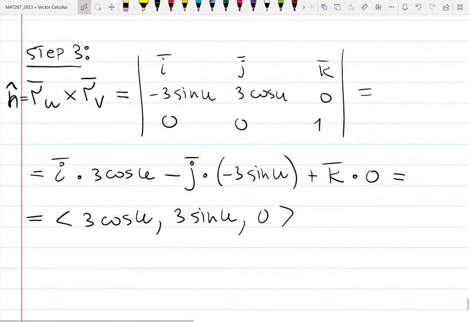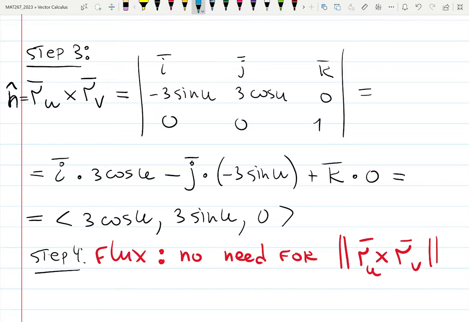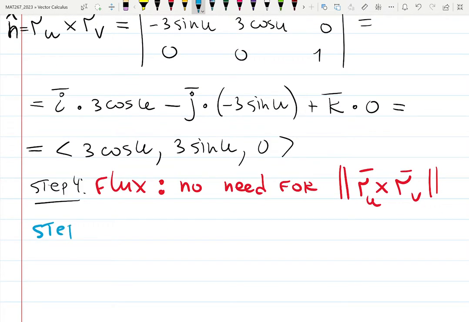Since it is flux, maybe let me write down. Step 4. Flux means no need for the magnitude of this cross product of U and V. So just remember. Now we're going to step 5, and the last step is the same. We need to convert the F we are given. F is X, Y, Z. That's the flux. In this case, it's flux. In the other case, it's a function.